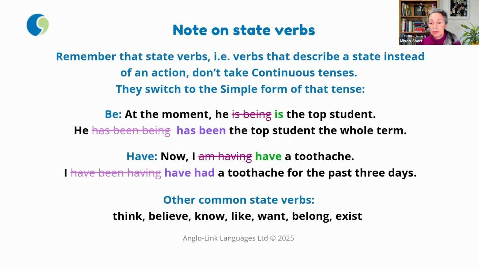I have had a toothache for the past 3 days. Now, there aren't so many state verbs. Most verbs are action verbs, but there are some important ones. I've listed a few common ones for you here, other than be and have. These are think, believe, know, like, want, belong, and exist. And of course, you can find a list of state verbs on the internet anytime.